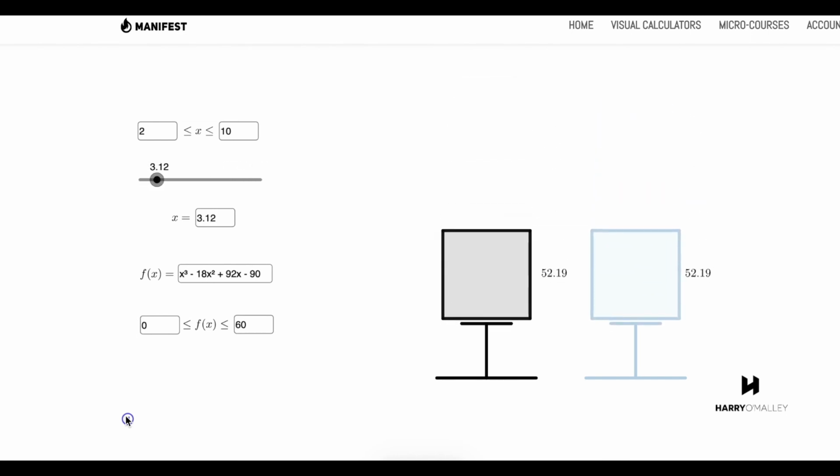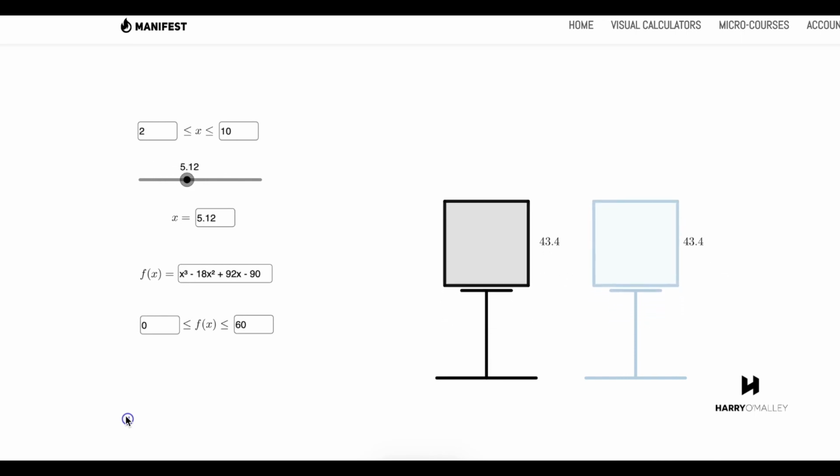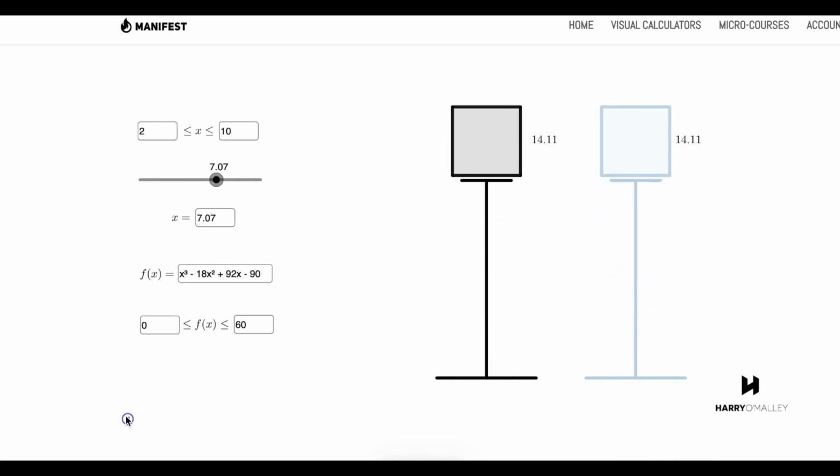So that's it. Figure out whether it's cubic or not. If it is, write the function. If it's not, you don't have to. Bonus if you can.